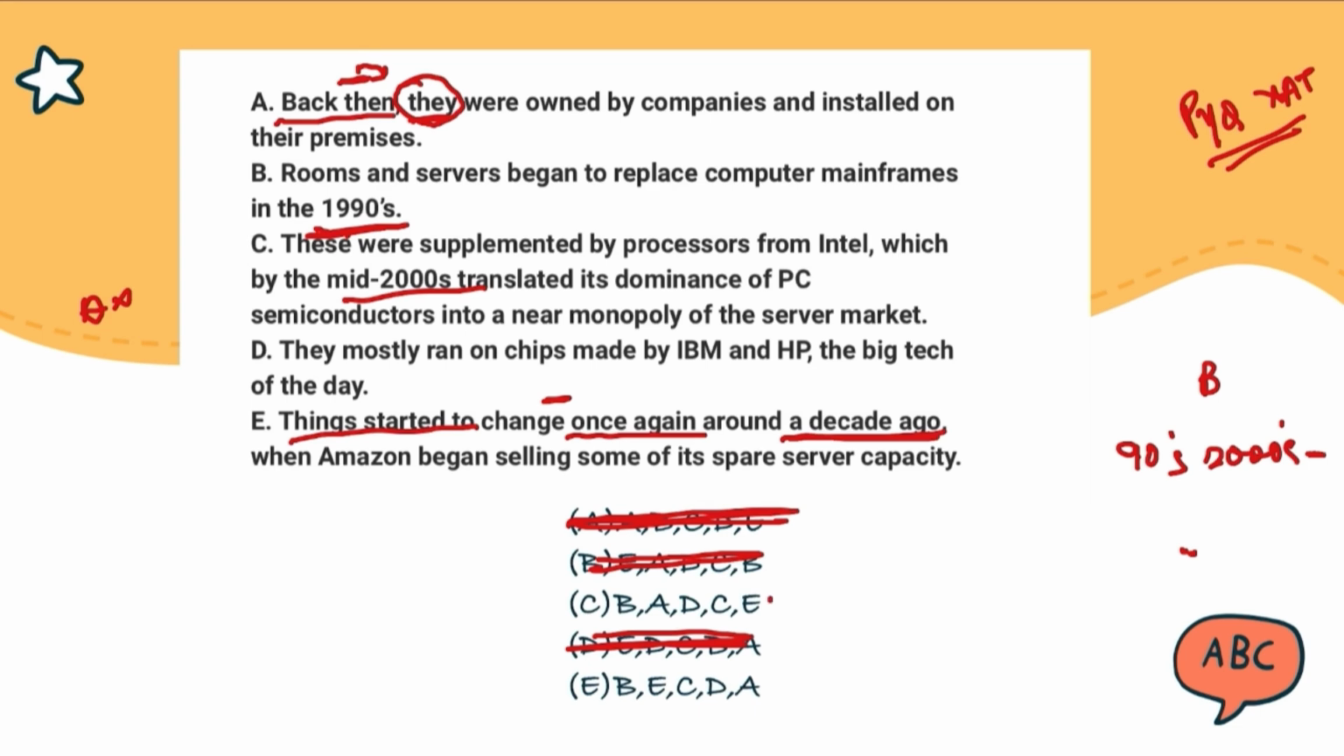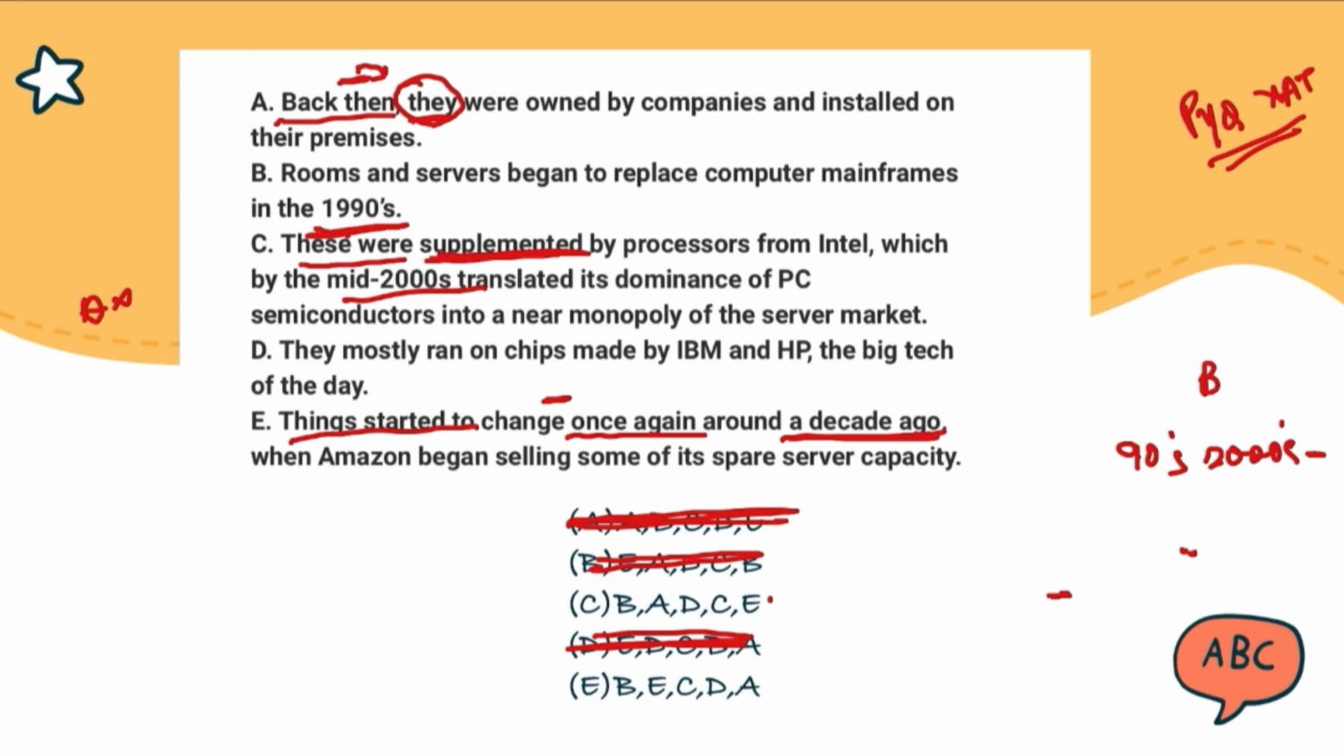Now it says these were supplemented. Supplemented means they were helped, right? These were supplemented by processors from Intel. So for something to supplement, there has to be a main component, right? So we need another piece of information. They were supplemented by processors from Intel, which by the mid 2000s translated its dominance of PC semiconductors into a near monopoly of the server market.